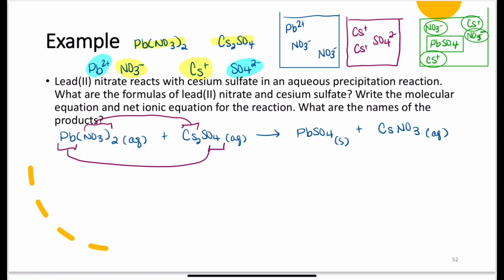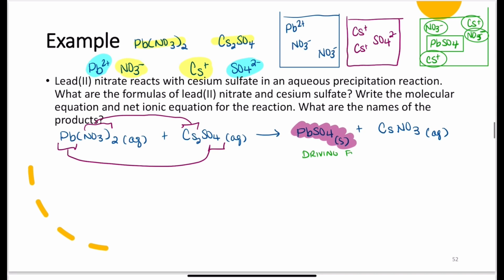So I wrote the molecular equation, write the net ionic equation for this reaction. The easiest thing to do when you're doing net ionic is to look at what is the driving force of the reaction. The driving force is the formation of that insoluble product, whether it be gas phase, liquid phase, or a solid phase, just not aqueous phase. That's the driving force. So whatever goes into making that is what's important for that net ionic.